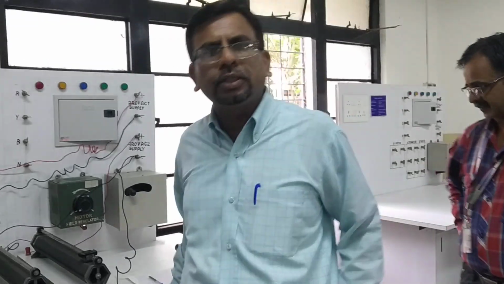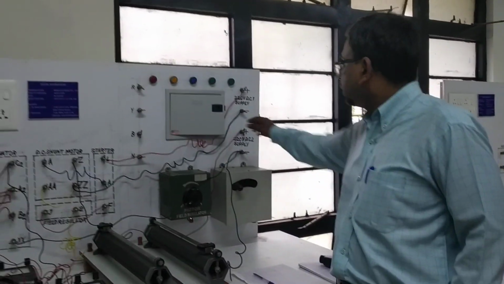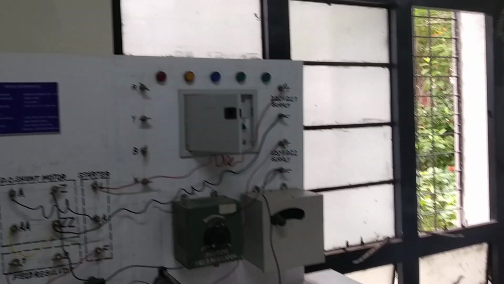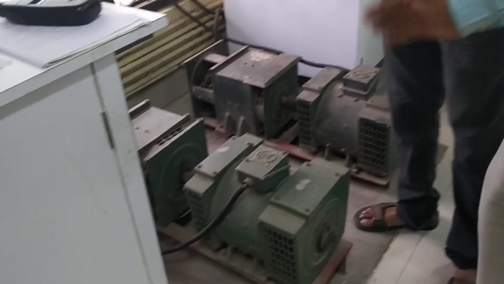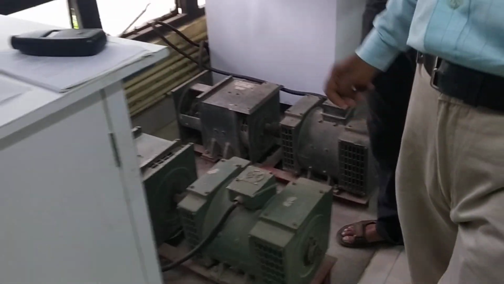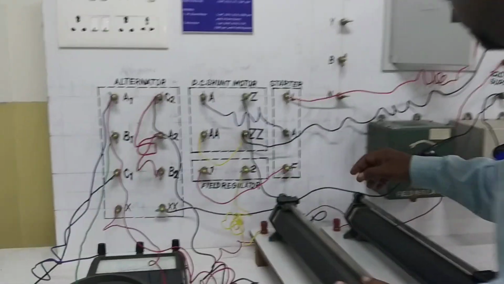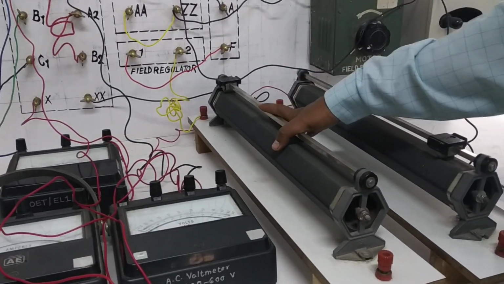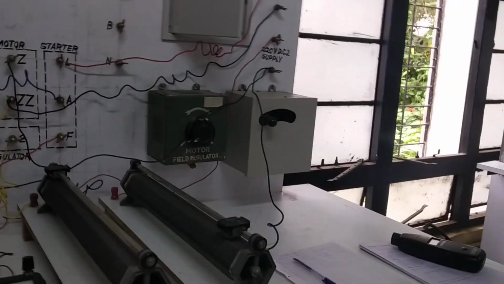First we need to start the motor as a prime mover. This is the prime mover for the alternator. After starting this motor, we need to adjust the speed of the motor to 1500 rpm. If the speed is less than 1500 rpm, at that time we need to adjust the field regulation, meaning the field rheostat connected in the motor circuit. This is that rheostat which is connected in the field circuit of the motor. By increasing the field resistance, we are going to adjust the speed to 1500 rpm.